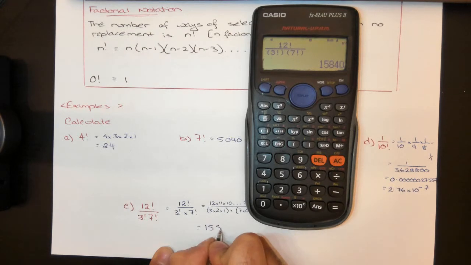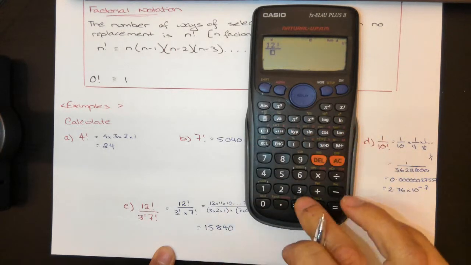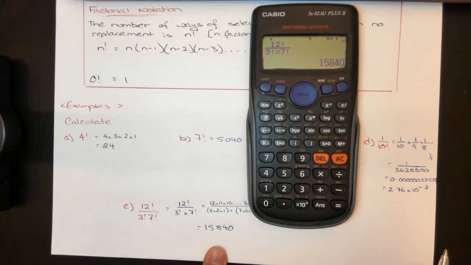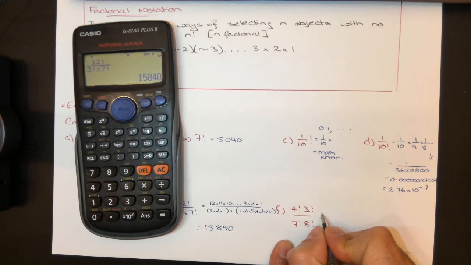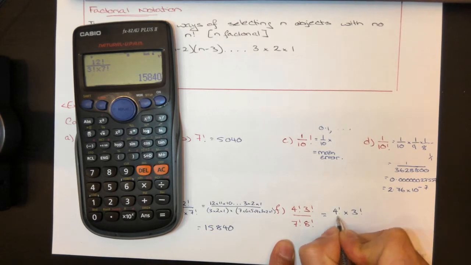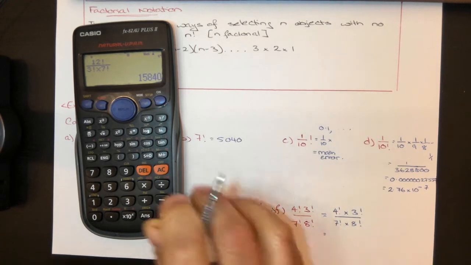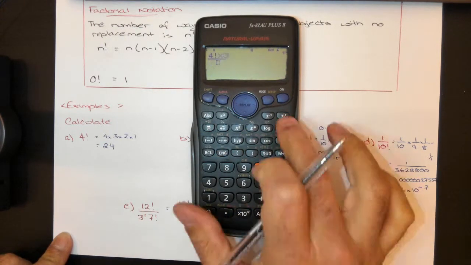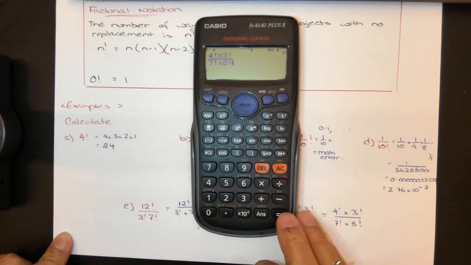One, 5, 8, 4, 0. So 12 factorial over... Okay. So here we've got 4 factorial, 3 factorial, all over 7 factorial, 8 factorial. As I said, we're going to multiply them. So plug that into your calculator, you get 4 factorial times 3 factorial over 7 factorial times 8 factorial.